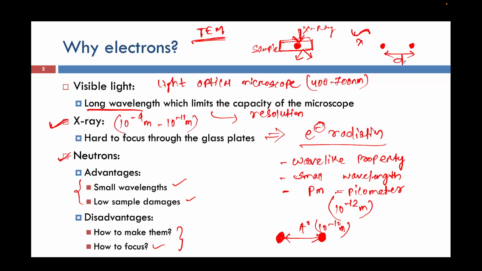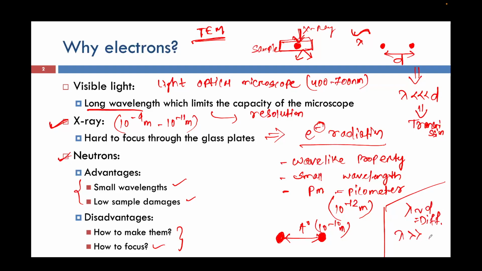In this case, if lambda is very small than d, then transmission happens. If lambda is equivalent to d, then in that case what will happen? Diffraction will happen. I am writing it here: if lambda is equivalent to d, then diffraction will take place. If lambda is very greater than d, then reflection takes place.